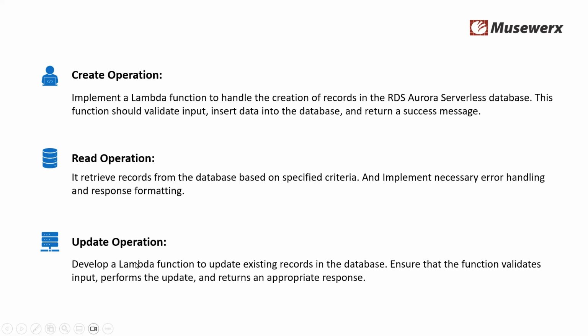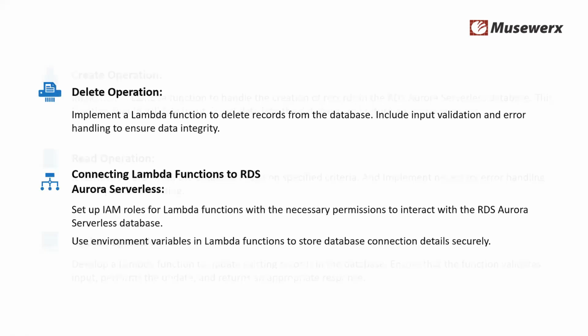And what is an update? Basically, an update is what it sounds like. It updates a record in the database. It ensures that the function validates input, performs the update, and returns an appropriate response, which can be success, failure, overwritten, etc. What is a delete operation? Delete is implementing a Lambda function to delete records from the database, including input validation and error handling to ensure data integrity.